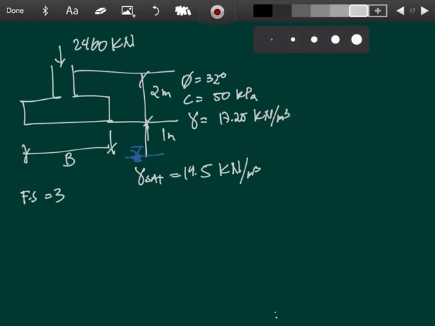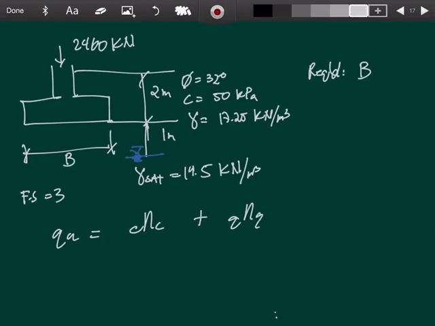Anong dinedetermine natin, class? What is required? What is required is the depth of the footing, diba? So if the groundwater table is 1 meter below the depth of the footing, paano natin yan kukunin, class? So we're going to use Terzaghi's. So ano yung formula ni Terzaghi, class? Sa QU, QU is equal to cNc plus qNq plus gamma B N gamma.